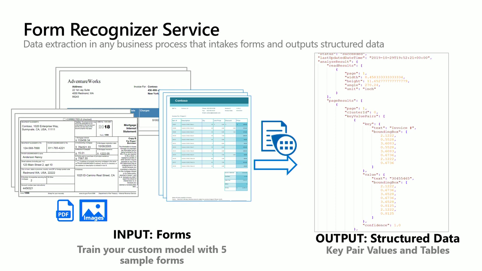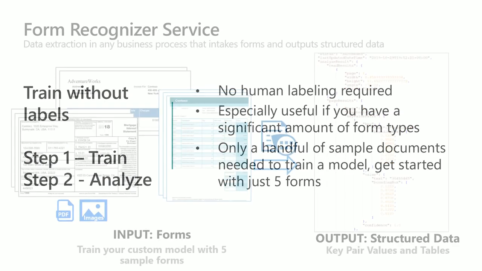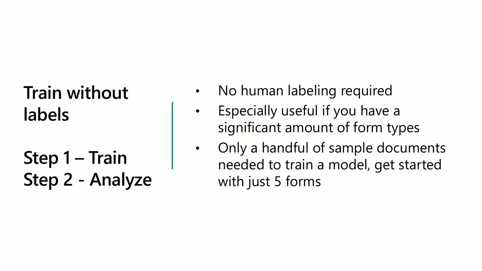You'll bring 5 sample forms, and it will train a model, learn what the keys in these forms are, and extract the data in a JSON output.